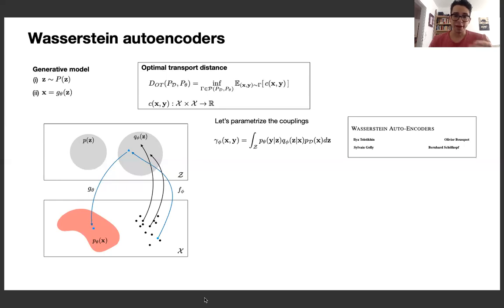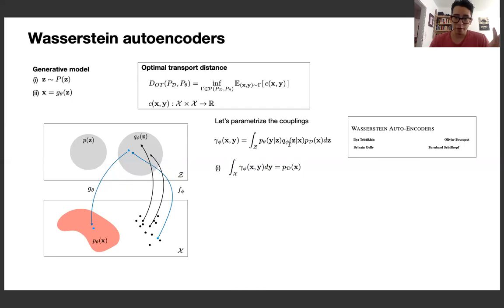So we know that these couplings have to have their marginals go one to the empirical and one to the generated distribution, so we can check that. The first one is that if we integrate out that function with respect to y, there is no more y here, so this will just be 1 because it is a normalized density.